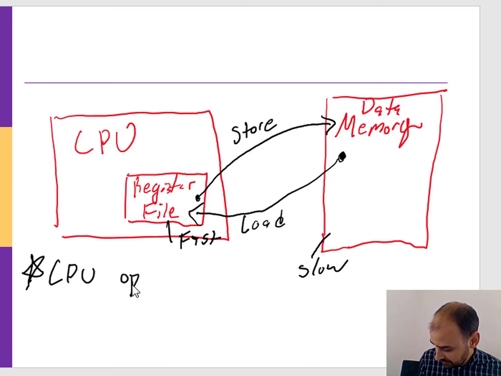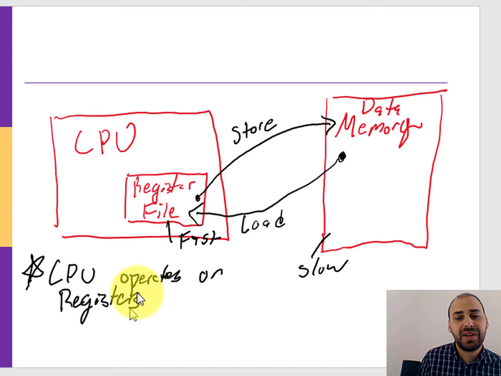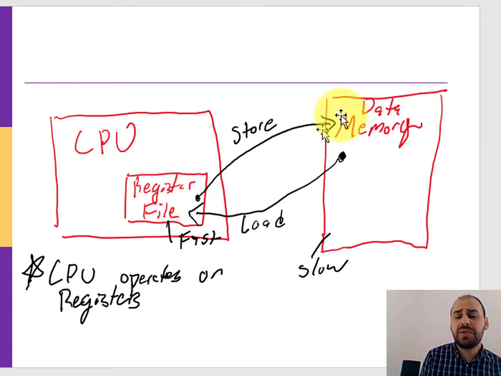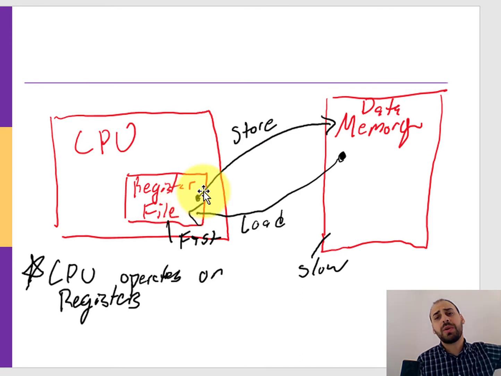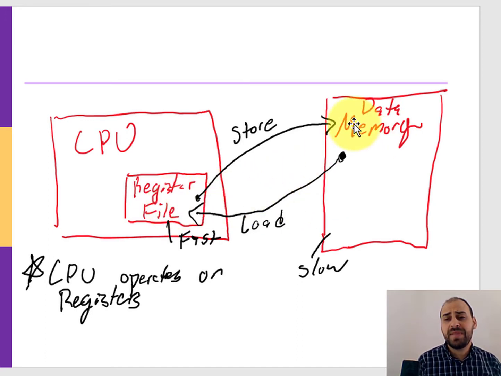So the CPU operates on registers. Ignoring the typo here, it doesn't really matter. The CPU operates on registers. All I can do with memory is take some information and store it away in memory, or grab some information in memory and put it in a register. So if we want to add something that's in memory, we have to load it into a register, add information to that register, and then store that information back. And we'll see examples like that.